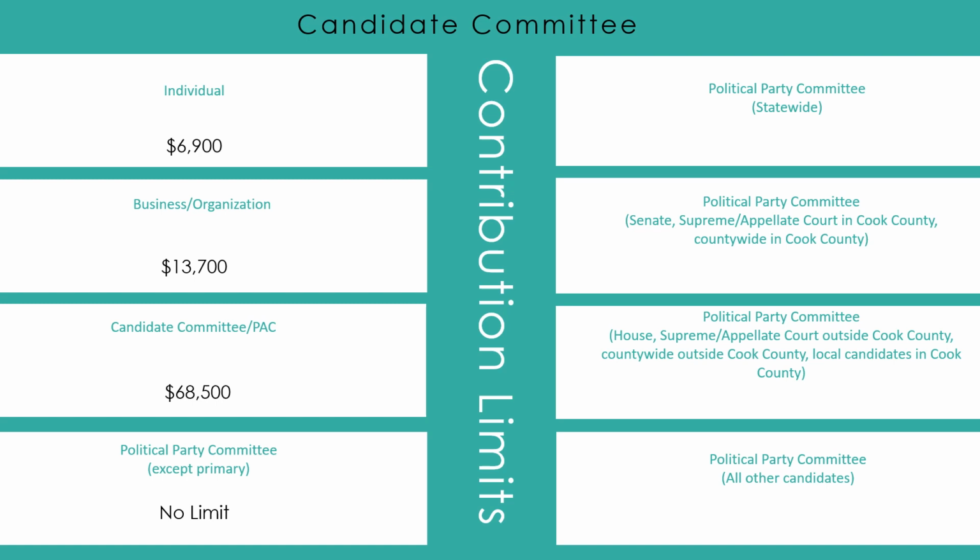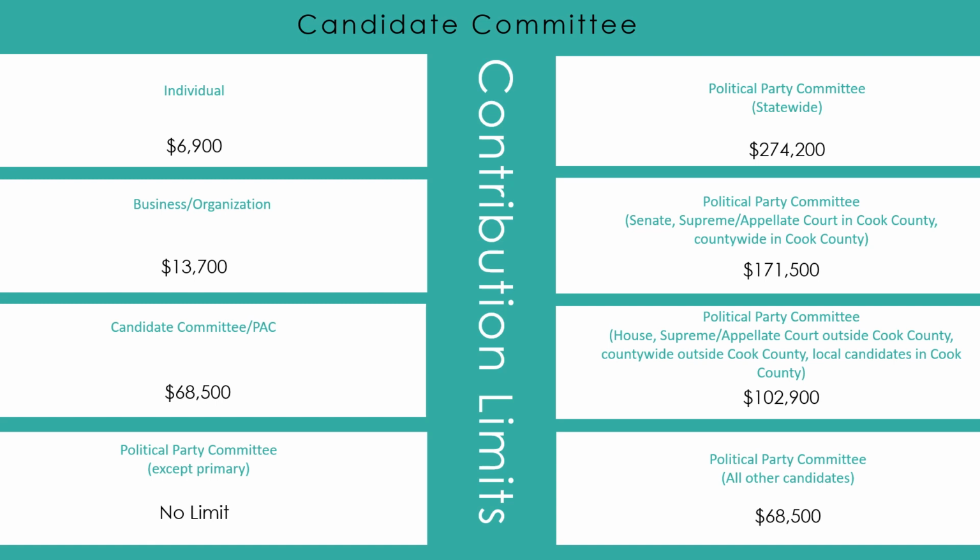The amount a candidate committee can receive from a political party committee depends on the office being sought. During the primary cycle, candidates for statewide office can receive up to $274,200 from a party committee. Candidates for the Illinois Senate, Supreme, or Appellate Court in Cook County or countywide office in Cook County can receive $171,500 from a political party committee.